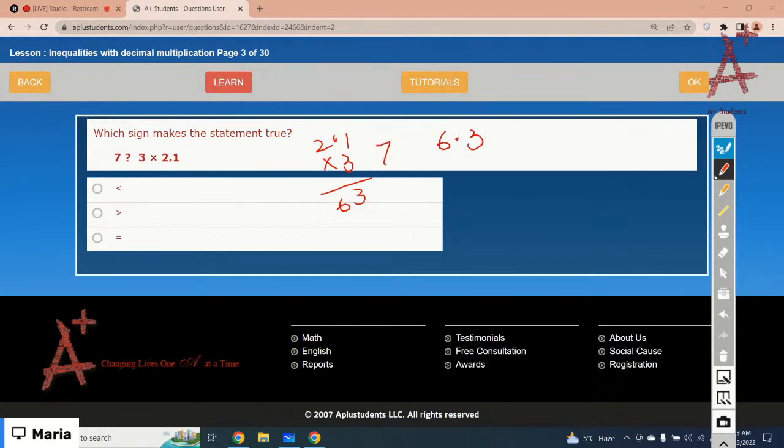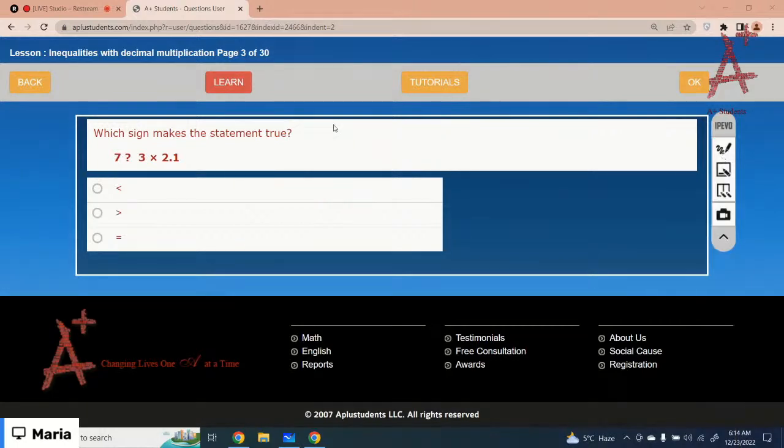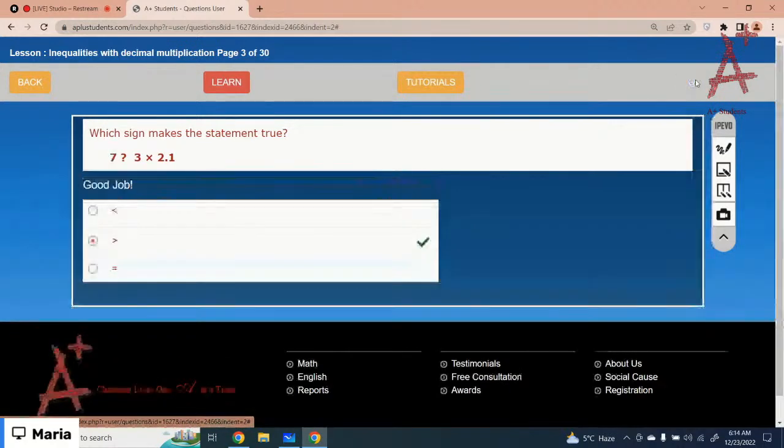So you have to compare 7 and 6.3. So 7 is greater than 6.3 or less than 6.3? Greater it is. 7 is greater than 6.3. Got it? So the correct option is the greater one. 7 is greater than 6.3. Just select the correct option, then click on the OK button.